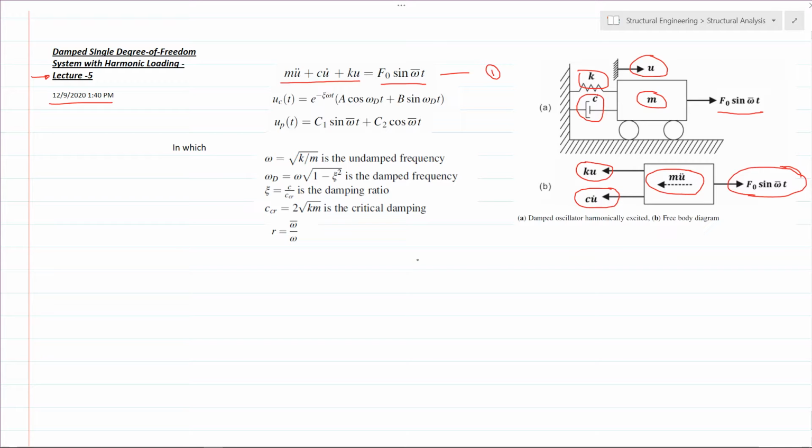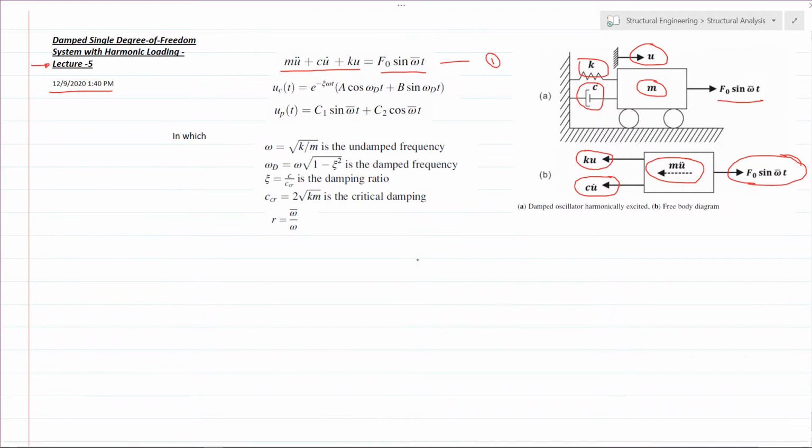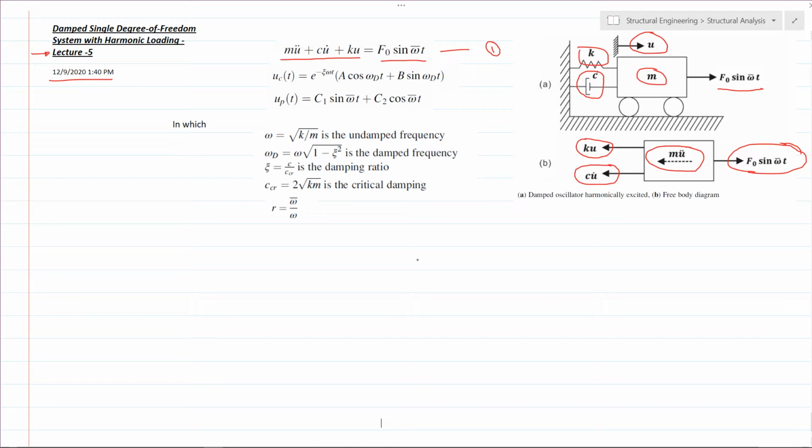Now, you may notice that this is a non-homogeneous differential equation. So for such a non-homogeneous differential equation, as we discussed last time, there may be two solutions. One is called a complementary solution, and this is called particular solution.